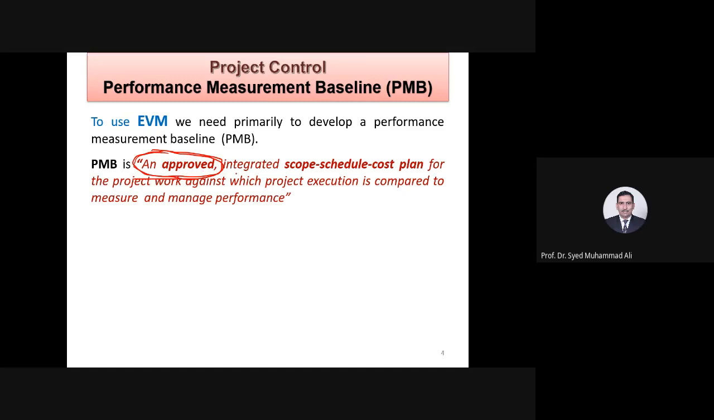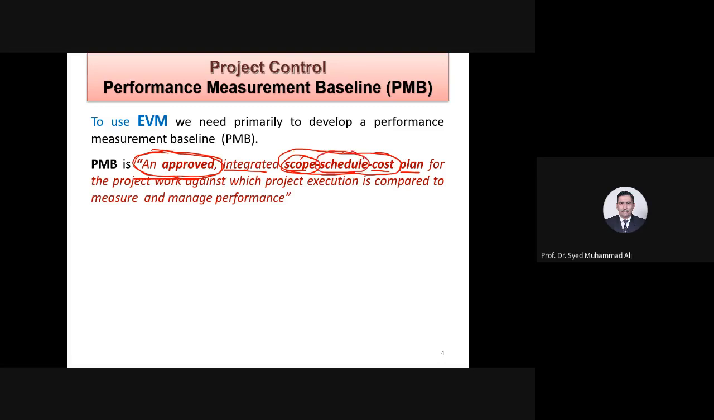An approved integrated scope, schedule, cost plan. Please remember, if you're using Microsoft Project, Primavera, or any software tool, that is primarily to do the management. And management of what? Scope. 10 kilometers of road is to be constructed. 5 bridges need to be constructed. 30 culverts need to be constructed. And definitely they will have their own micro detailing and quality standards. So this is the scope of work.